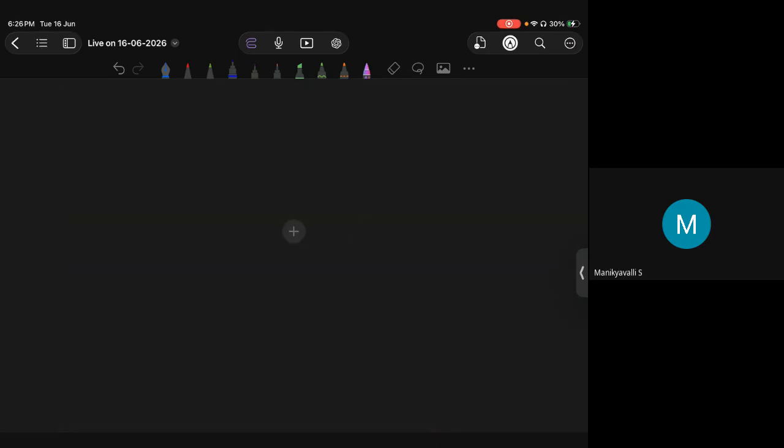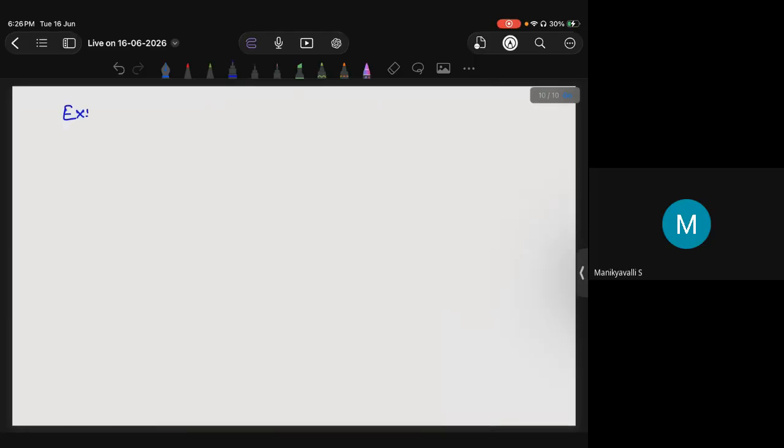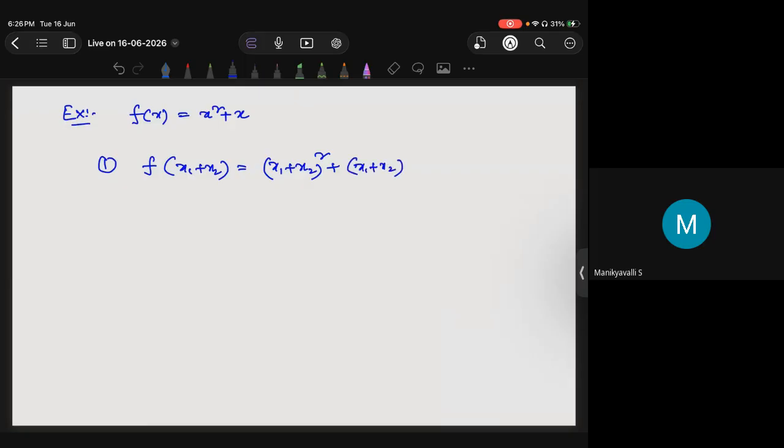Next, let us consider one non-linear system. Let us say f of x equivalent to 2x squared plus x. Just by looking at this function, can you tell me, is it linear or not linear? You can guess it. It is going to be not linear. We can start with additivity first. So f of x1 plus x2: substitute x1 plus x2 in place of x. So x1 plus x2 whole square plus x1 plus x2. So this is x1 square plus x2 square plus 2x1 x2 plus x1 plus x2.